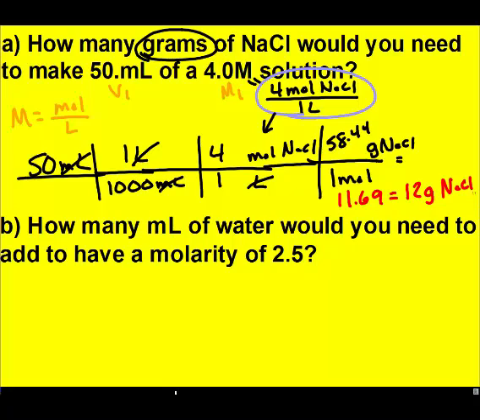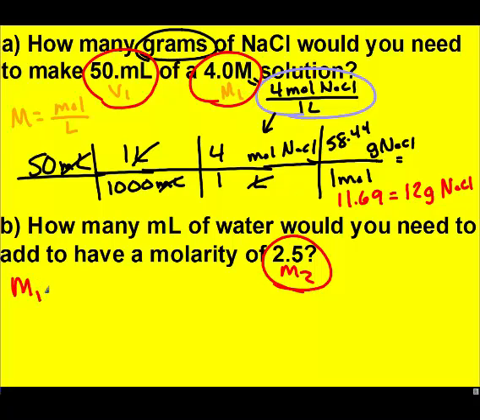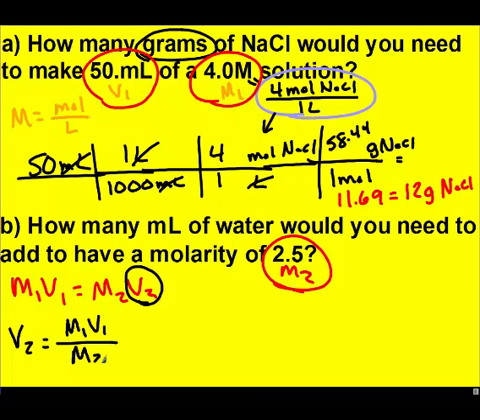Part B says how many milliliters of water would I need to add to have a molarity of 2.5? Well, I have V1, and I have M1, and this is going to be M2, so I can use M1V1 equals M2V2 now. And I'm solving for my V2, because that's the only one I don't know. So your rearranged equation is M1 times V1 over M2.